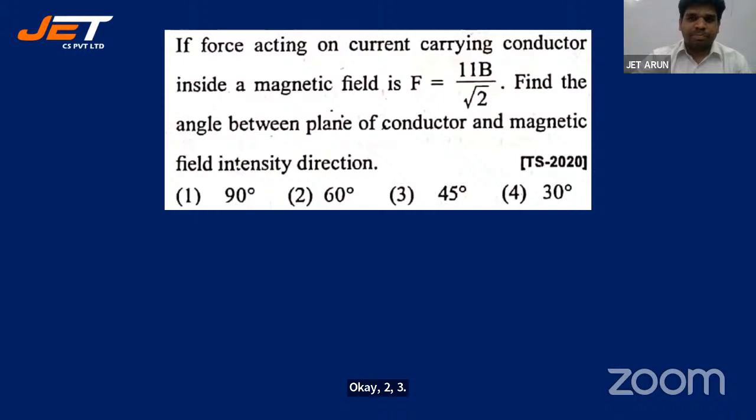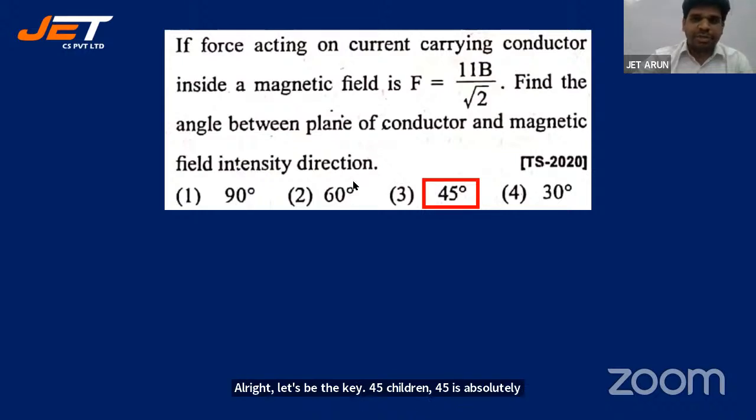All right, let's look at the key. 45, students. 45 is absolutely right. It's BIL sin theta. Sin theta is 1 by root 2. So theta is sin inverse of 1 by root 2, which is nothing but 45 degrees.